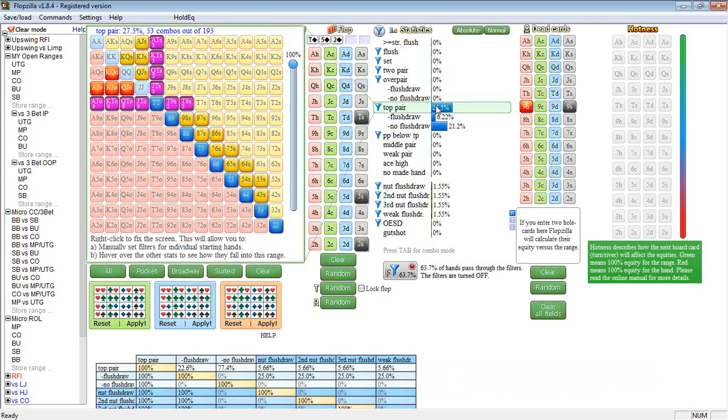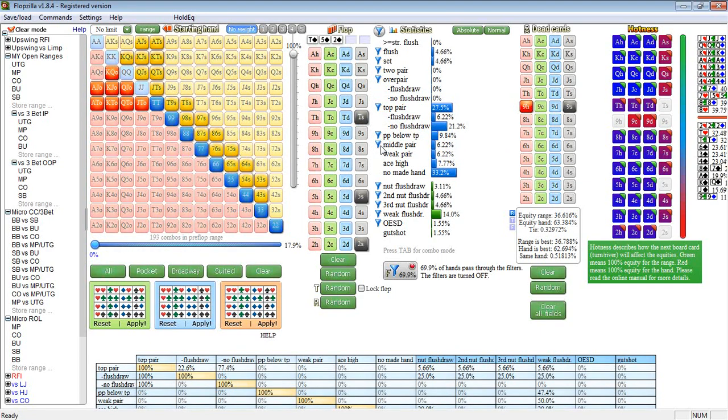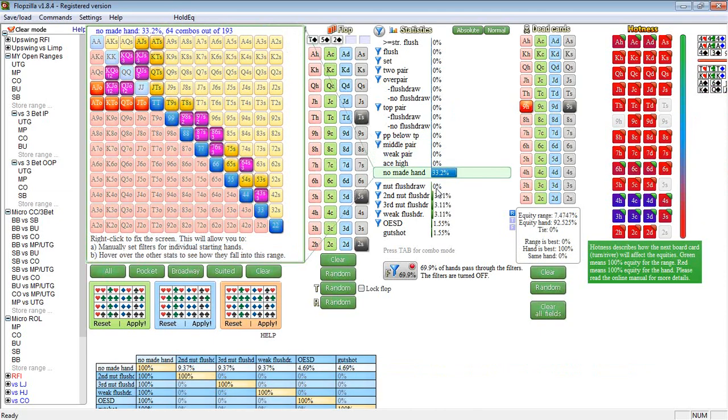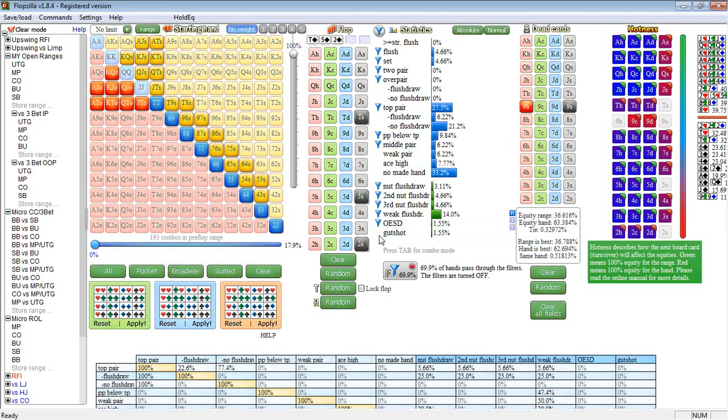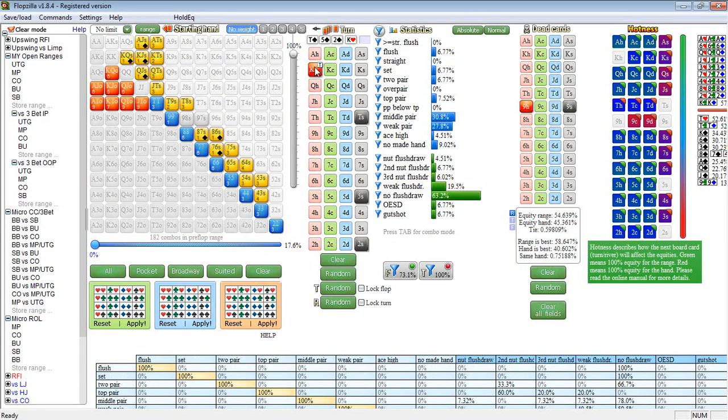Over pair, top pair, pocket pair below top pair. Let's say he's just calling way too many hands here. Middle pair. We won't give him weak pairs and all this stuff, and we'll give him all these flush draws and all these other cool draws, and we'll give him a gut shot too. 71% of his hands. Seems about right. We have 53% equity. The turn was a king of hearts, and again, he's going to check 100% of his range here, possibly. And we have 45% equity.